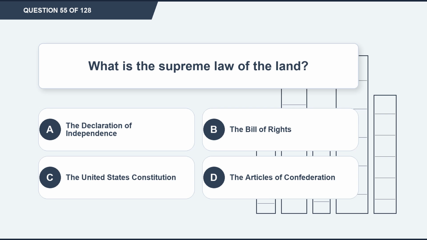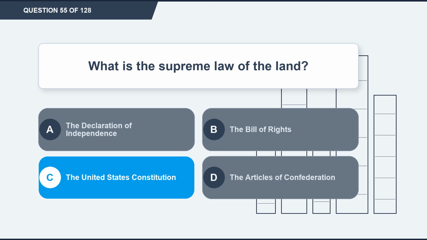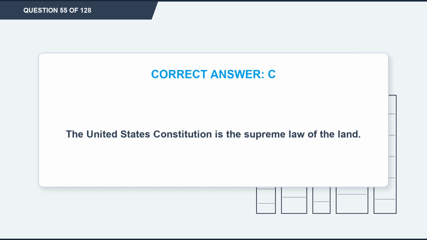Question 55. What is the supreme law of the land? Option A, the Declaration of Independence. Option B, the Bill of Rights. Option C, the United States Constitution. Option D, the Articles of Confederation. The correct answer is option C, the United States Constitution. Explanation. The United States Constitution is the supreme law of the land.